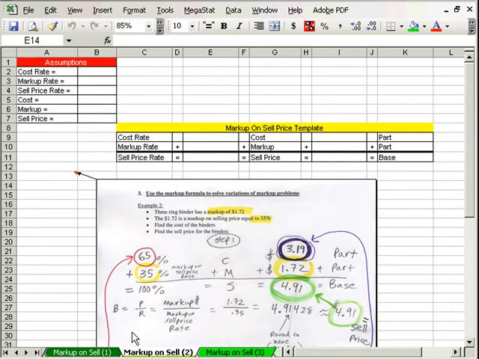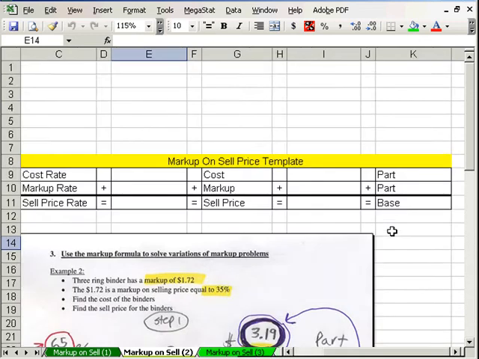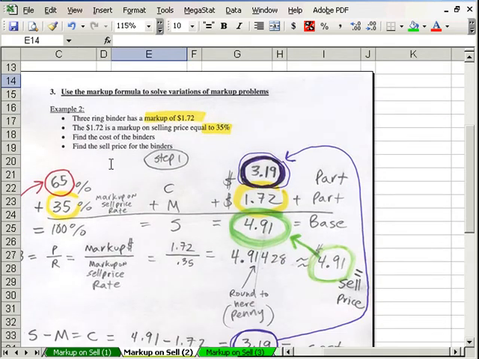We're still in Chapter 7 here. Hey, we're in our Excel workbook. We're going to click on the sheet tab called Markup on Sell Price 2. Now, let's increase the size here and read this problem. A three-ring binder has a markup of $1.72. The $1.72 is a markup on selling price of 35%. So there's our two pieces of information, and they want us to find the cost of the binders and the sell price for the binders.